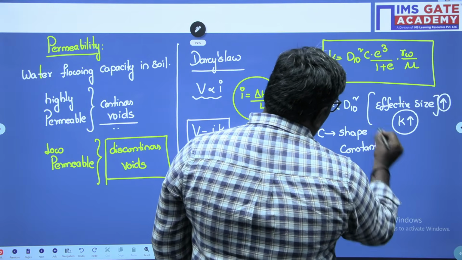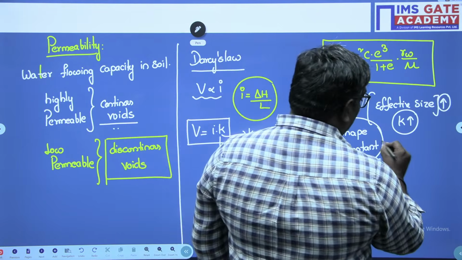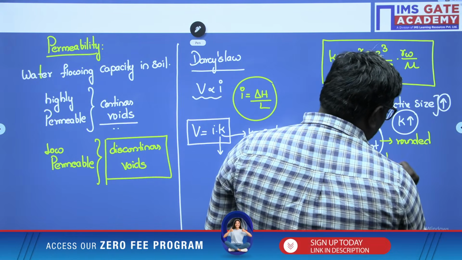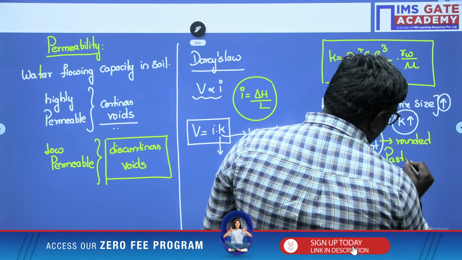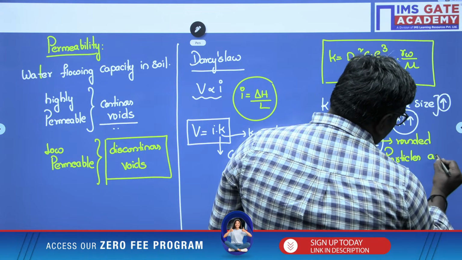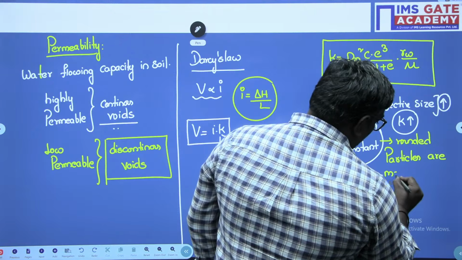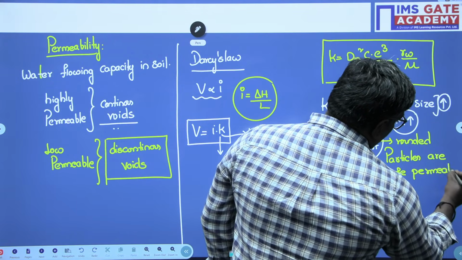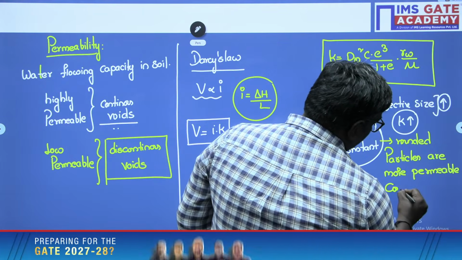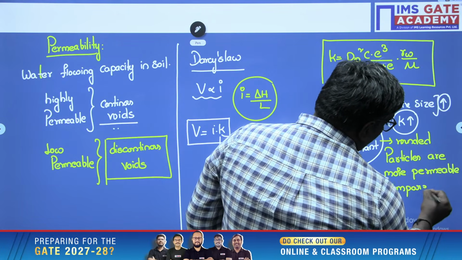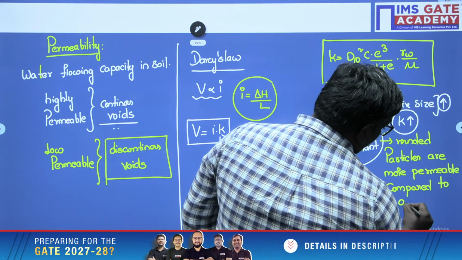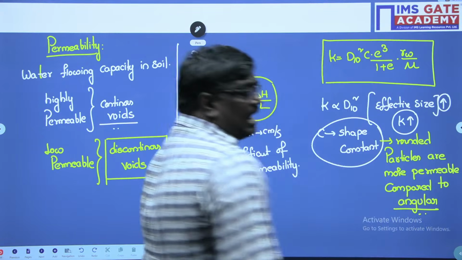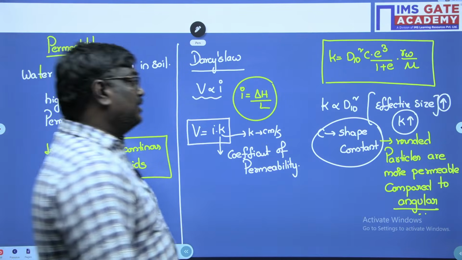So what is shape constant here is, rounded particles are more permeable. You can write here: rounded particles are more permeable compared to angular particles, because of the size of the voids. You can say in rounded particles, the voids will be continuous, whereas in angular particles, the voids will be discontinuous.